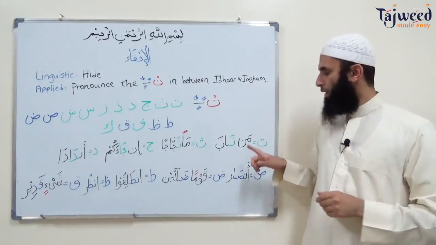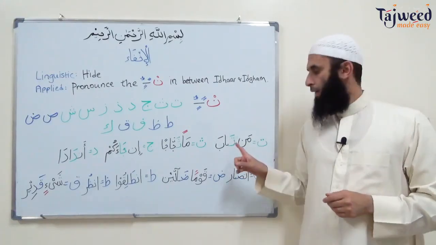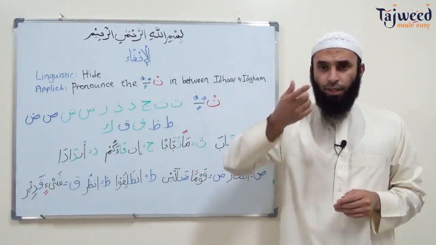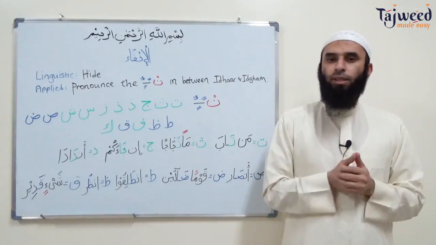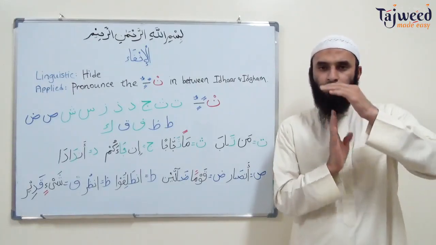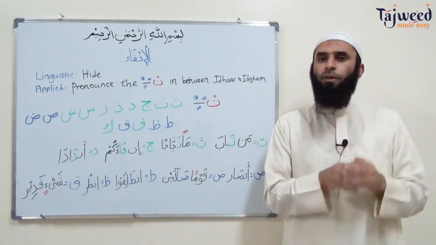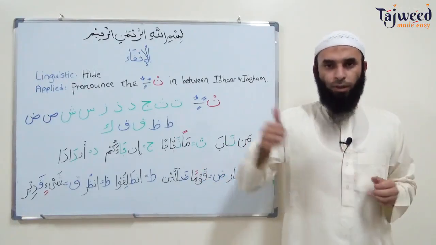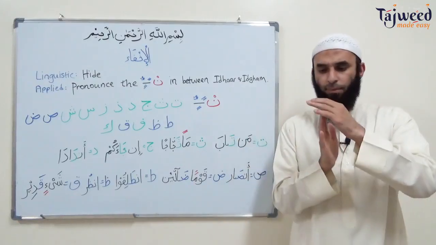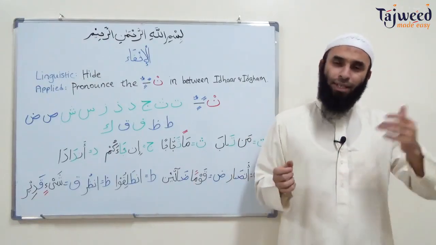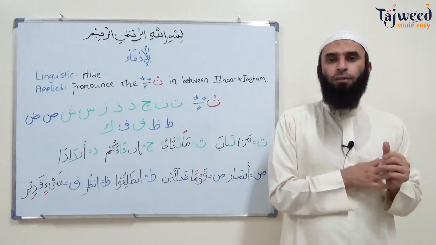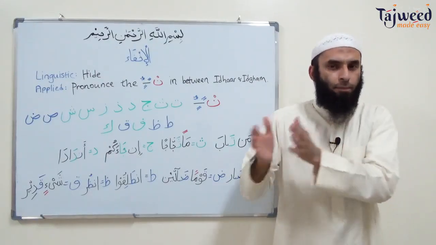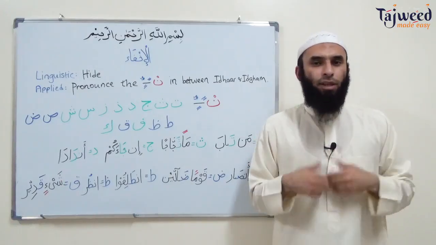What does idgham mean? Idgham means to merge. Mat taba. If I say mat taba and merge the nun into the ta, am I using the ghunna? Mat taba? No, I'm not using the ghunna. Am I using the tip of the tongue touching the roof of the mouth? No. So idhar, yes, yes. Idgham, no, no. When I say yes, yes, I mean yes, we use the tip of the tongue, and yes, there's a ghunna. But idgham, there's no ghunna and there's no touching of the tongue to the roof of the mouth. We want in between. Part of idhar, part of idgham. So in between. What does this mean?